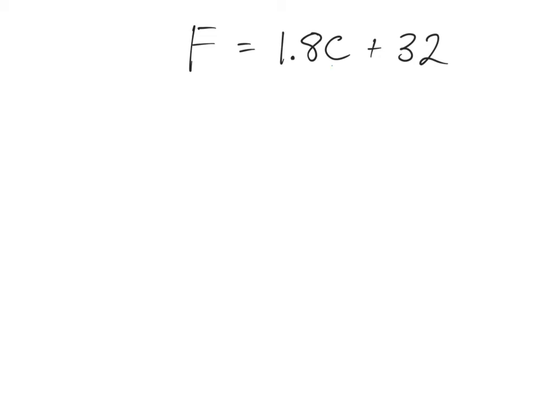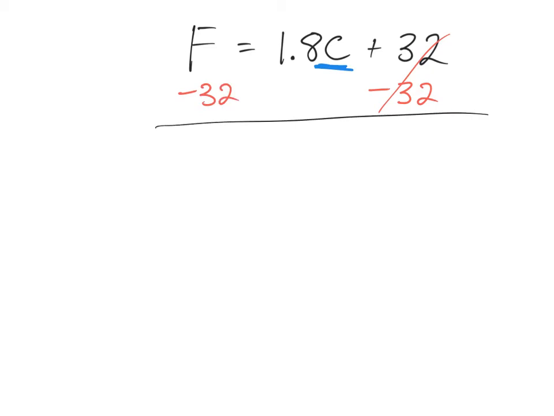In other words, we can isolate this value of C just like we did when we were solving one variable equations. And to do that, we want to get C by itself. How can I do that? Well, I want to subtract 32 from both sides. That would eliminate this plus 32. And I know I need to do that to both sides of the equation if I want to keep this equation true.